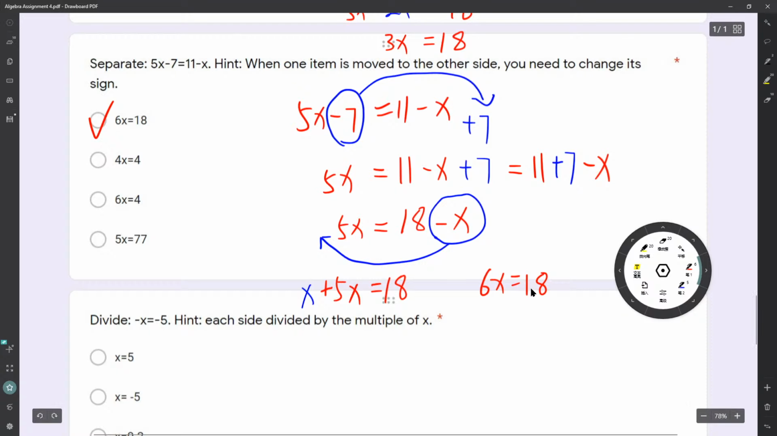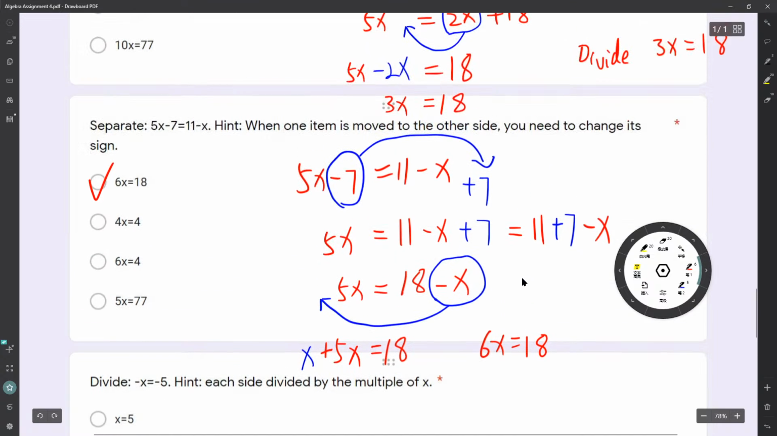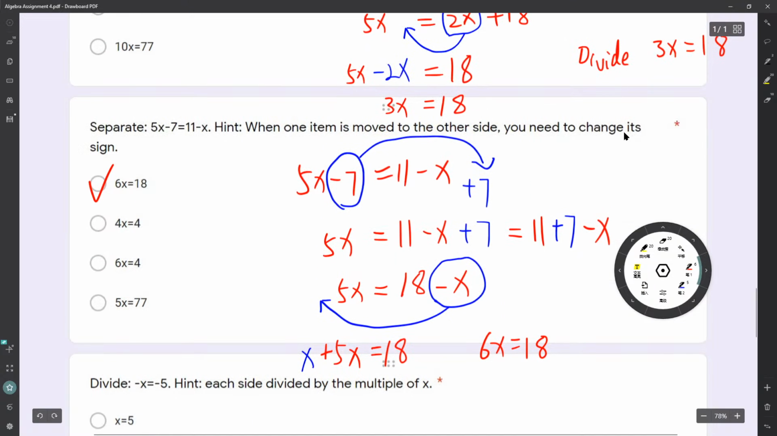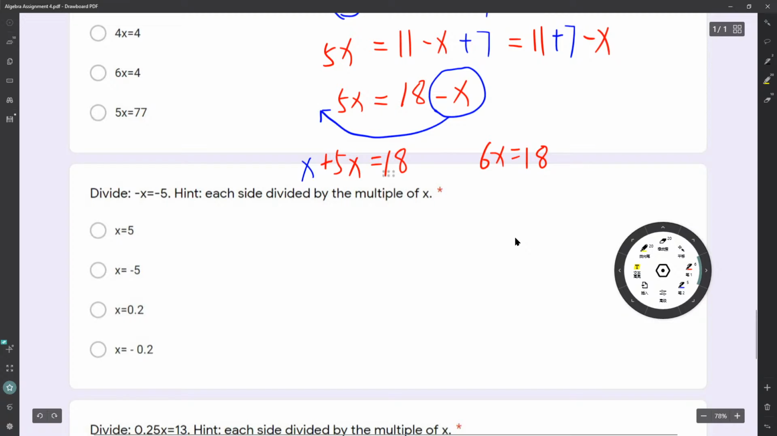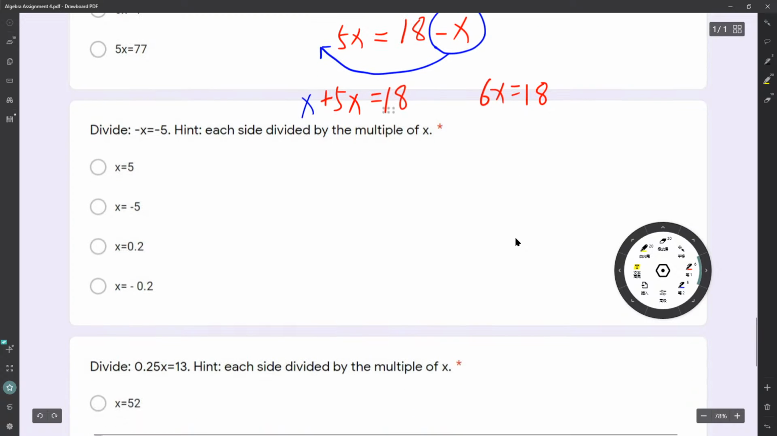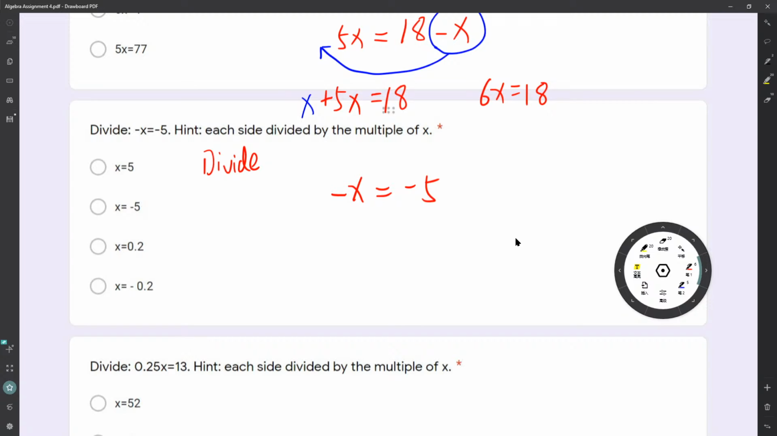6x equals 18. And the same as the previous question, you can try to further solve this. You just need one step forward, okay? Just one step. Think about that. And this one, negative x equals to negative 5. And here we're going to do the divide. The 3 steps: unpack, separate, divide. We're doing the last step. Negative x equals negative 5.